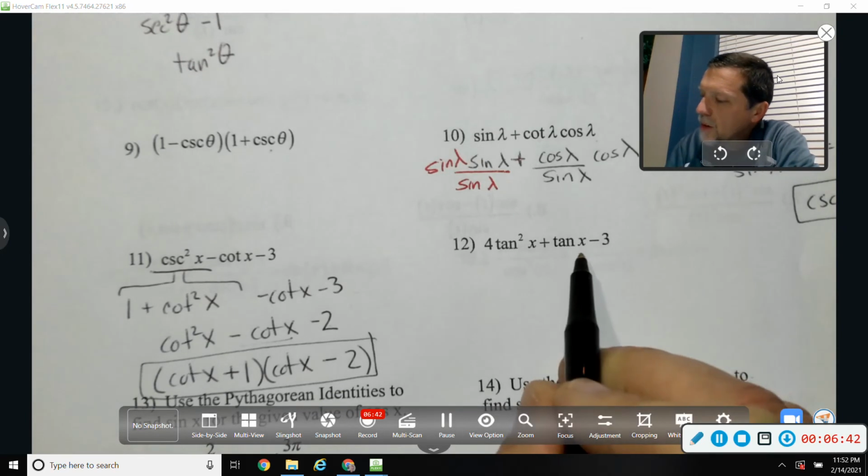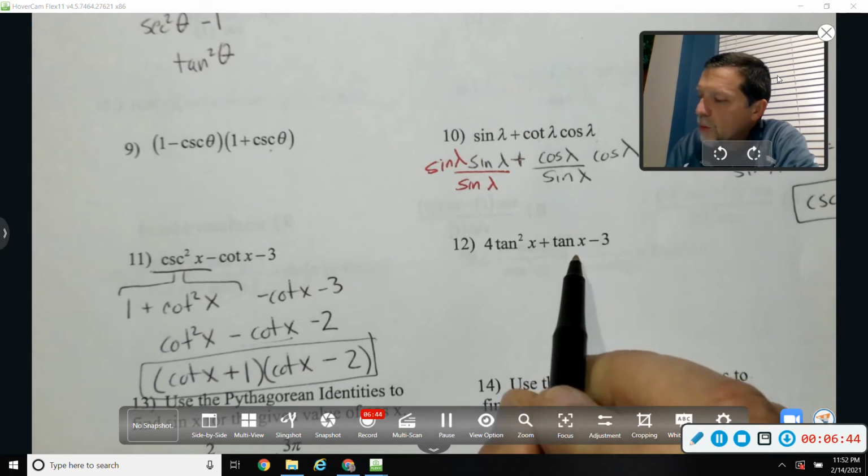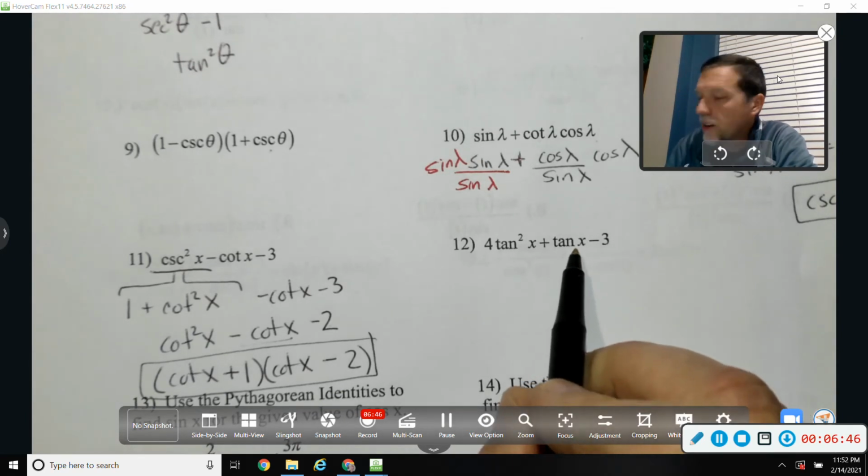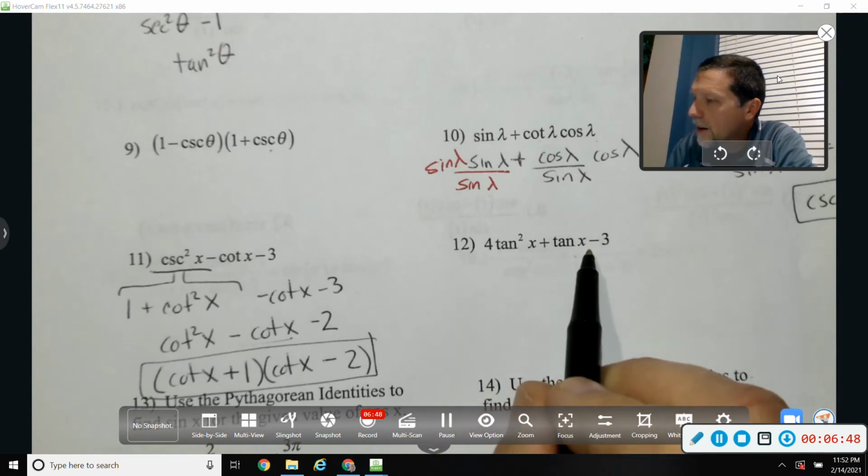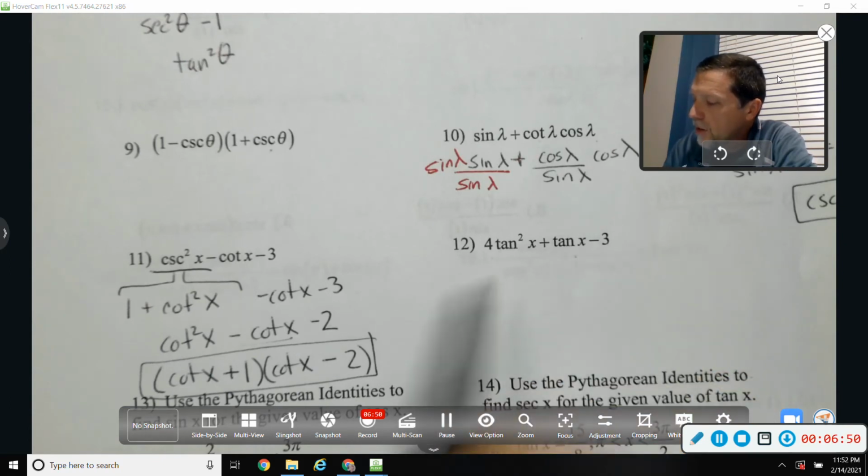Something real similar can happen on number 12. In fact, number 12 is just factoring. You don't need to do the Pythagorean identity. It's ready to factor.